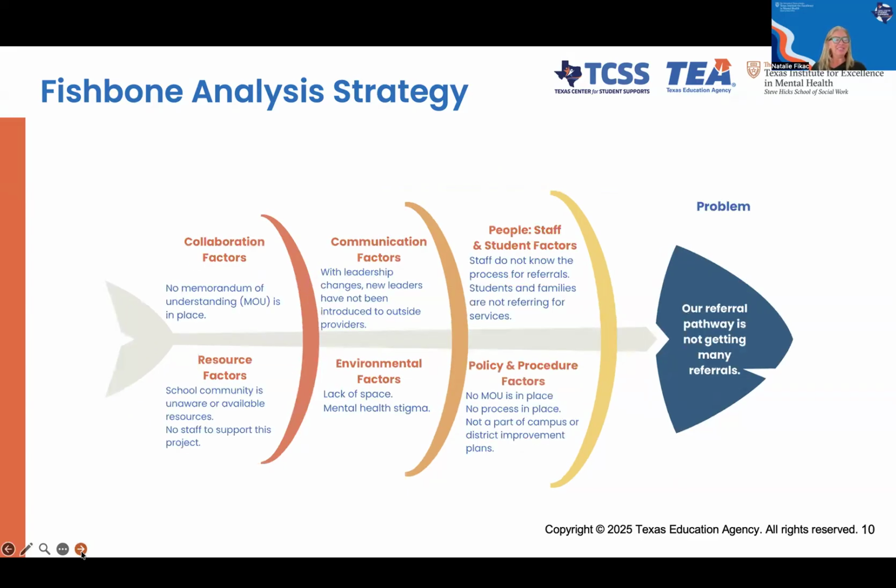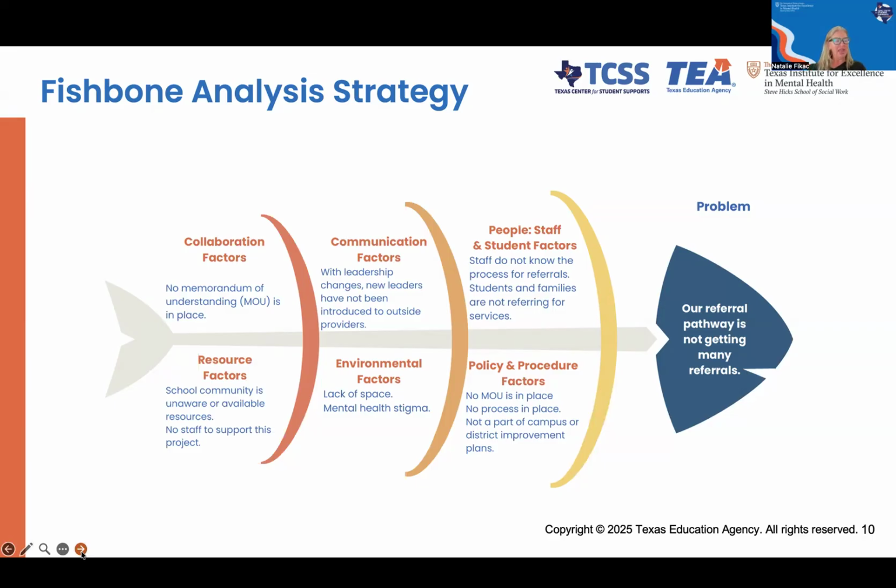Looking at the previous example of the problem, our referral pathway isn't getting many referrals. The bones branching out represent major categories of potential causes. Let's briefly take a look at these factors just described. Looking at this fishbone analysis, we can see that potentially one of the collaboration factors is that there are no memorandums of understanding in place.